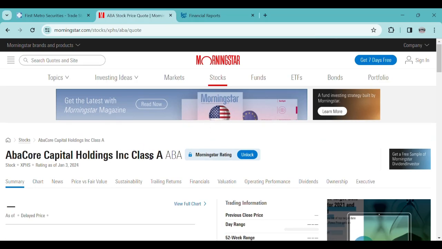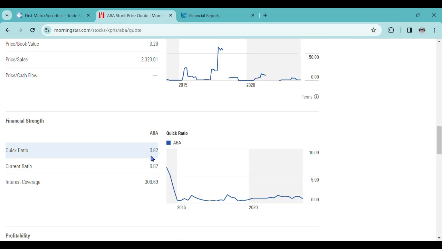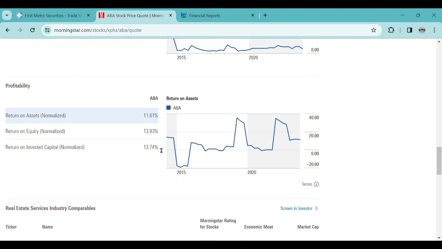So we are in the Morningstar website. For Abacor, we have a return on capital of 13.74%. The return on capital simply shows us that in terms of profitability, the capital the company gets from us or from its other sources is generating 13.74% of gains. So it passes our 5% and above criteria.